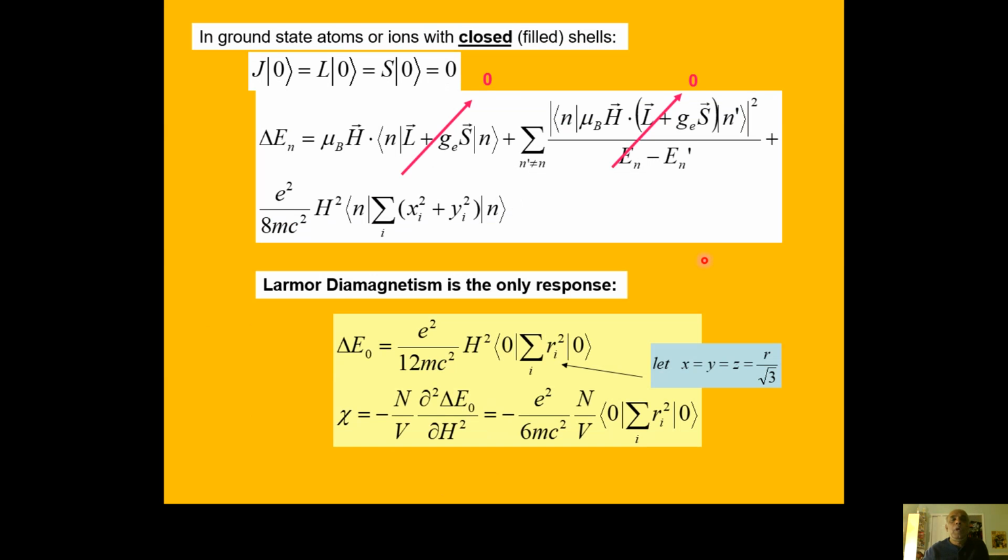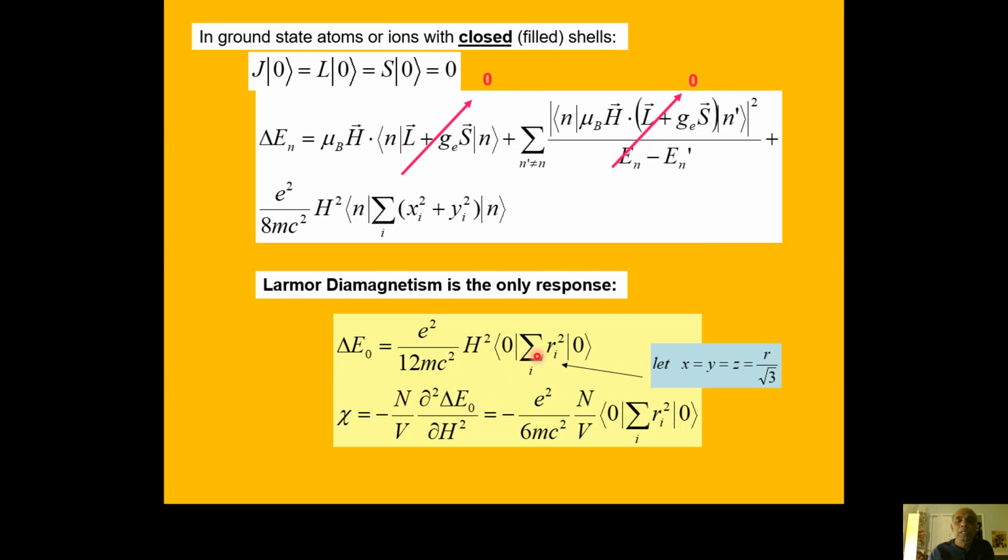So if you have atoms or ions with closed shells, closed shells means you can only expect the Larmor frequency, right? So that's why these two terms become 0, because J0, L0, S0 will be all zeros for closed shells, because there are no unpaired spin electrons. So then you only get this term, that's the Larmor diamagnetism.